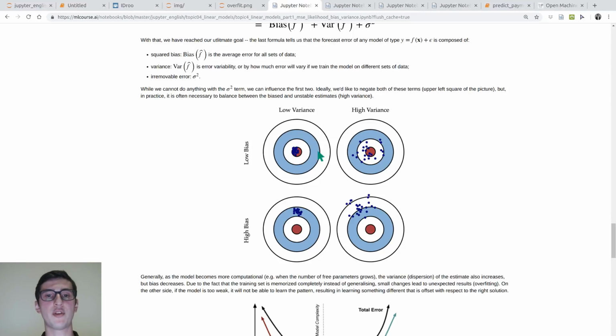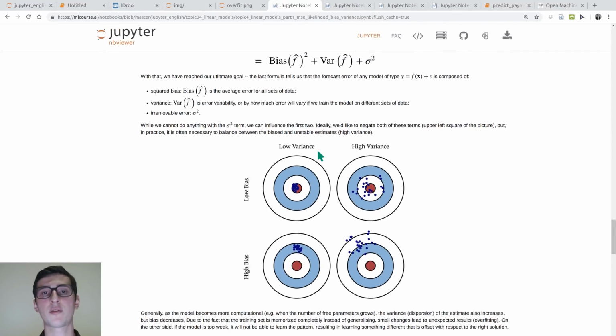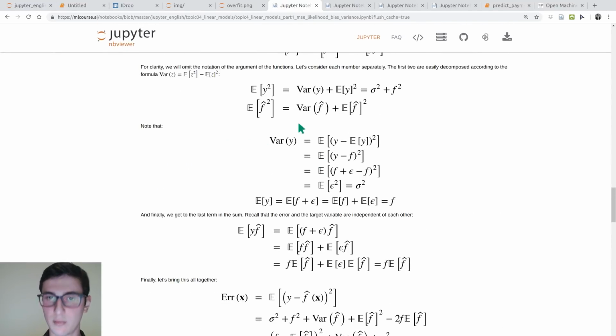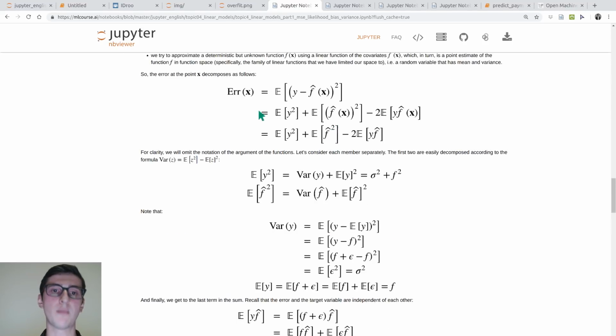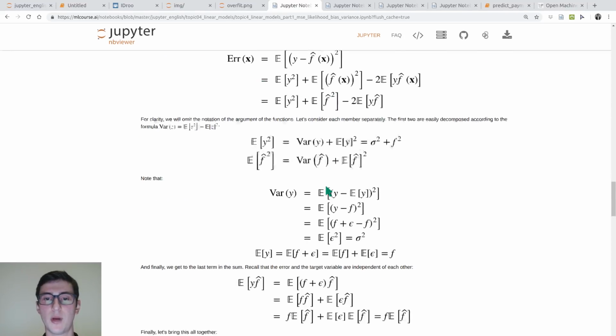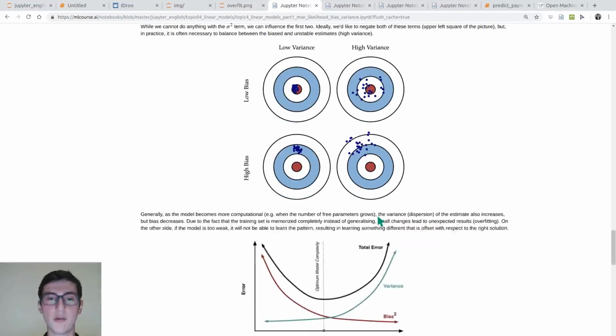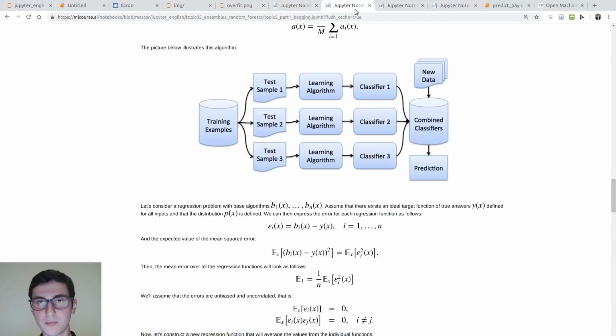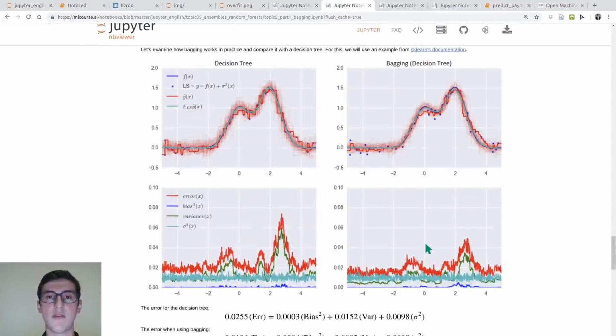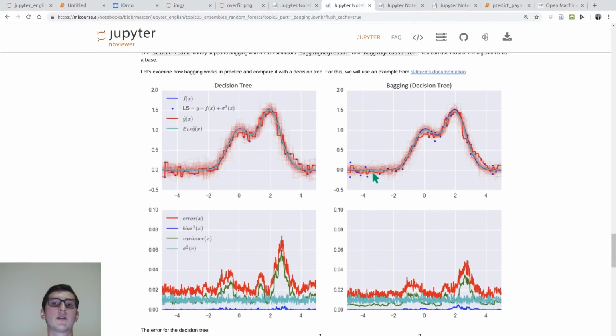Pretty much the same ideas hold for models in machine learning. Those who are interested can analyze this expression, how you decompose mean squared error into bias, variance, and irreducible error. The very same holds for decision trees and bagging.